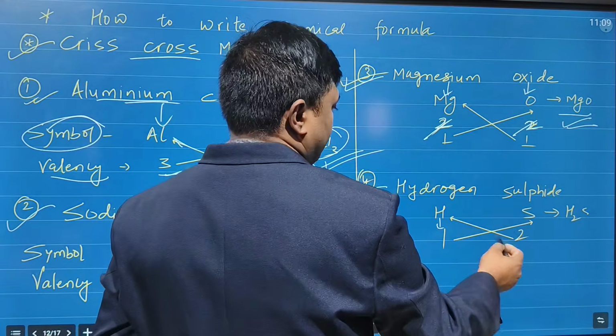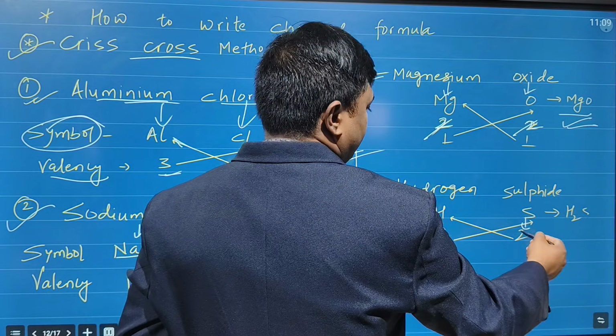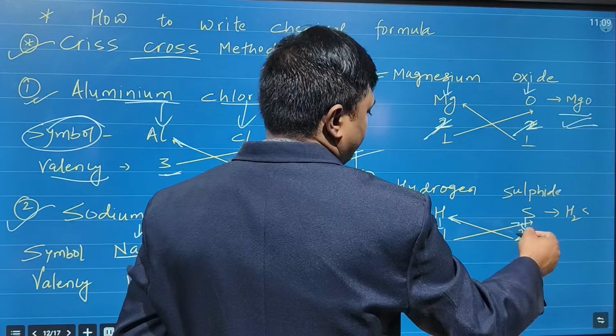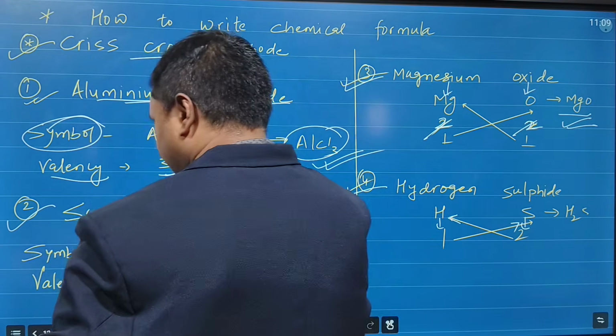Similarly, hydrogen sulfide. Hydrogen H, valency is 1. Sulfur, sulfide is what? Sulfur, valency is 2. So crisscross method. 2 moves here, 1 moves here. So H2S. Yes or no?